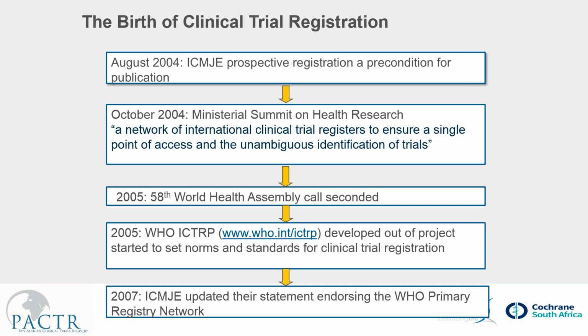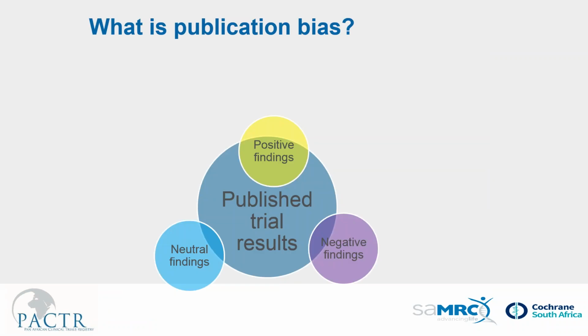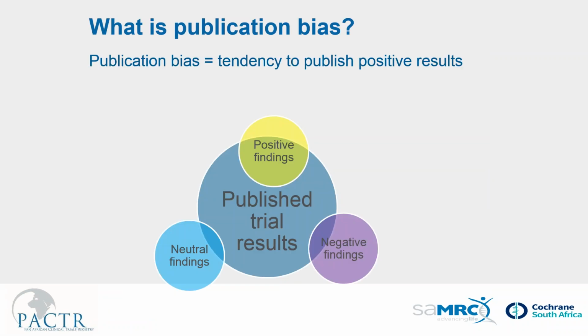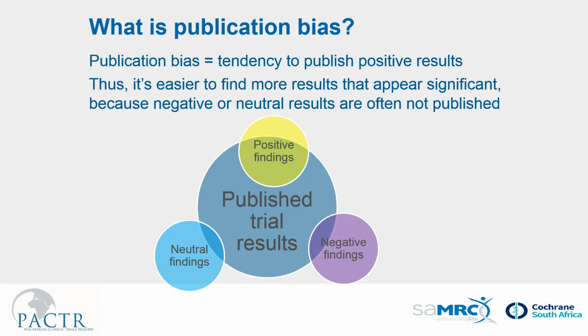Now, we started out saying that we need to reduce publication bias. So you might ask, what is publication bias? The tendency to only publish positive results, and thus if we register our trials, we'll have access to all trial results.